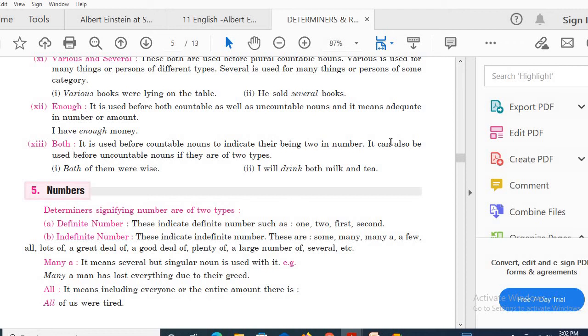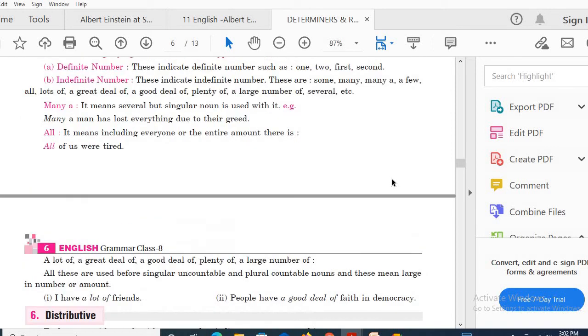Now, both. Remember, both is used in case of countable as well as uncountable nouns. Both is used in both the cases. It is used in case of countable nouns also. It is used in case of uncountable nouns also. Just like both of them were wise. I will drink both milk and tea or milk and coffee, like this.